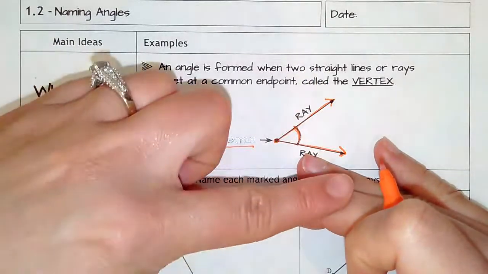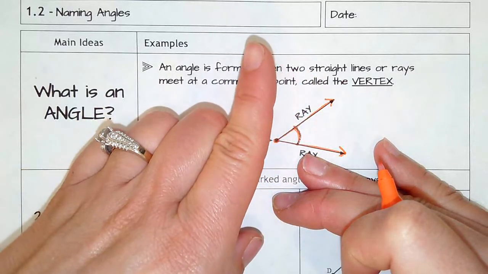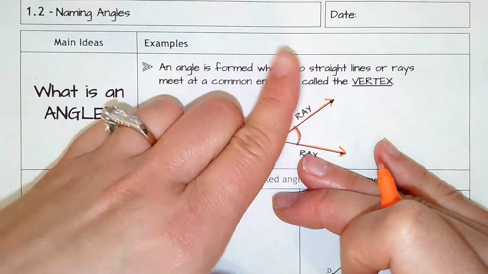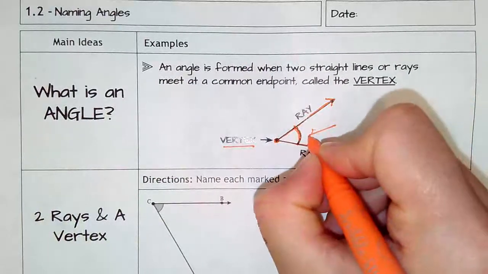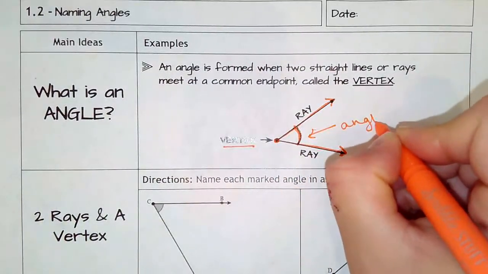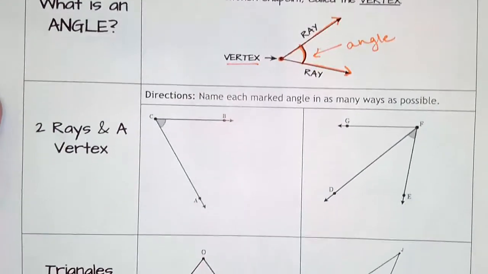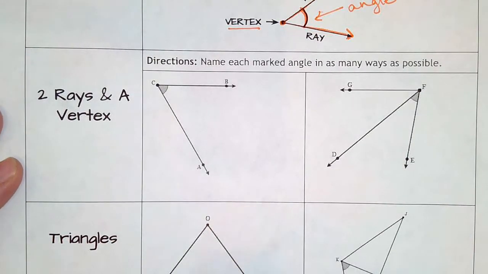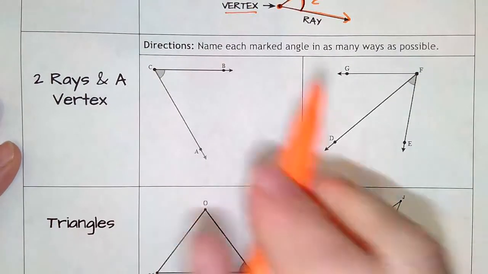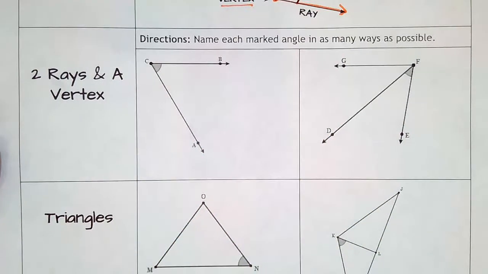Think of a door hinging open. Okay, we've heard of a right angle, a 90-degree angle. It's how far the rays are apart from each other. So this is actually the angle where we can measure. Okay, but today we're just talking about naming them. So what if you have two rays and a vertex? These are just our basic angles. Name each marked angle in as many ways as possible.